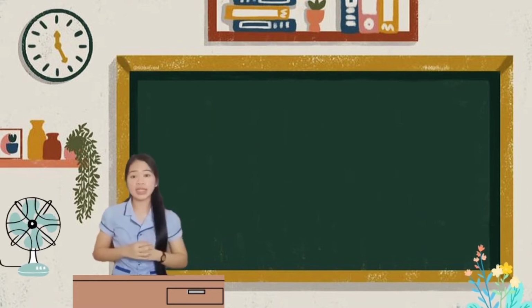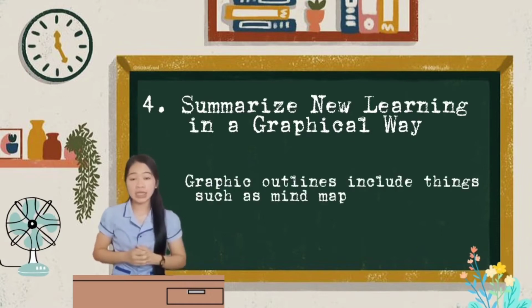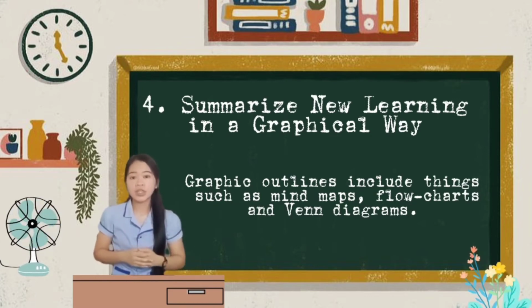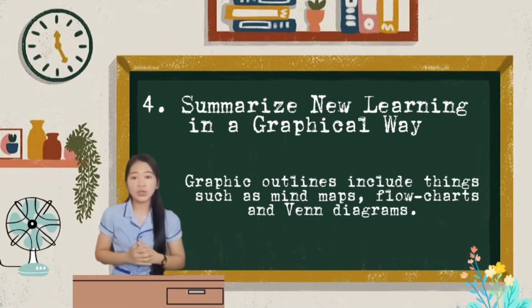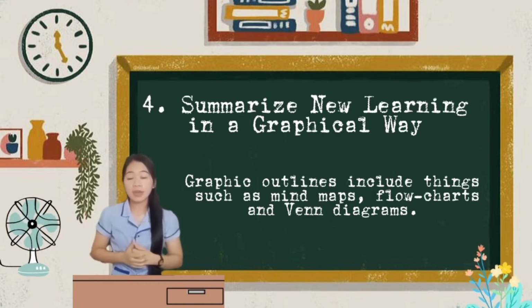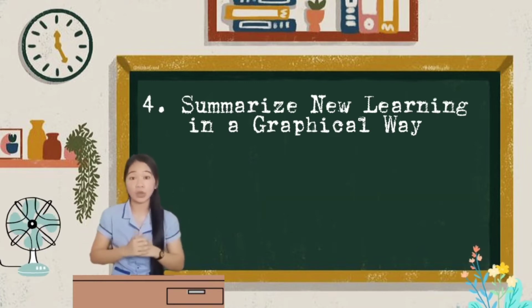The fourth one is summarize new learning in a graphical way. Graphic outlines include things such as mind maps, flowcharts, and Venn diagrams. Discussing a graphical summary is a fantastic way to finish off your show and tell. You can then refer to it one more time at the end of your lesson. So summarize the new learning in a graphical way.